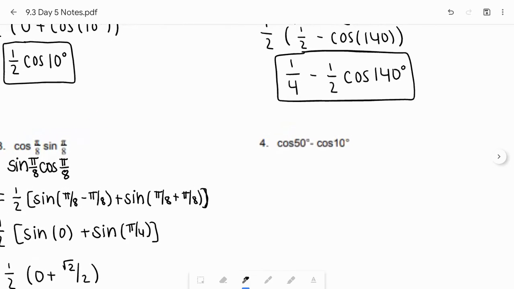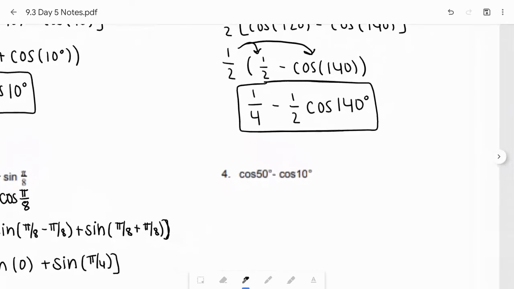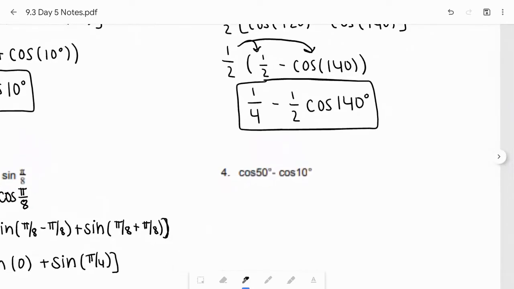Okay, and then number 4, now we have a difference. So we're going to be using the sum to product formulas. So cosine of 50 degrees minus cosine of 10 degrees. So if you look at our sum to product formulas, that's going to be the very last one. So here, we're going to rewrite this one as -2 sine alpha plus beta divided by 2. So that would be 50 plus 10 divided by 2. And then we're multiplying that by sine alpha minus beta divided by 2. So 50 minus 10 divided by 2. Then simplify.